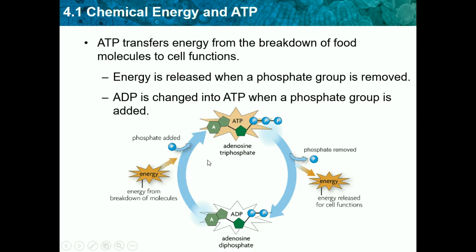So we need to know that from ATP to ADP, we release energy for cell functions. If we remove a phosphate, we release energy. Remove one phosphate, release energy. And then ADP to ATP, if we add a phosphate, we're adding extra energy into our storage. That's a way you can think about it.